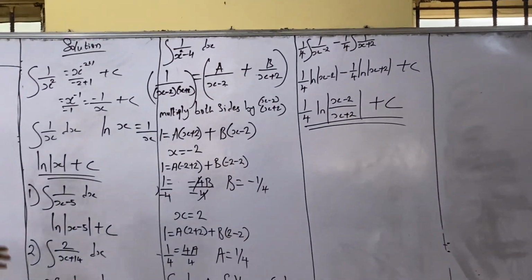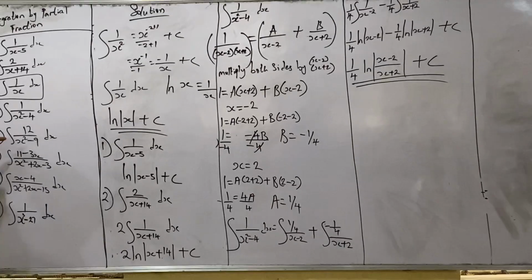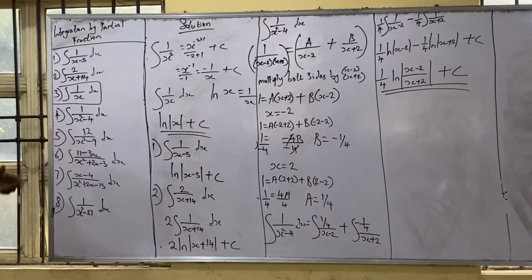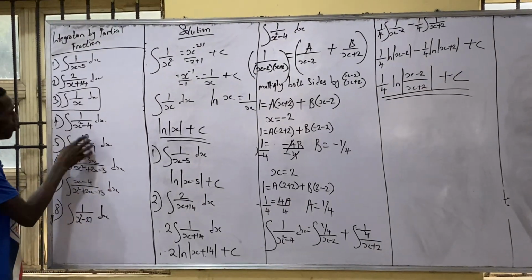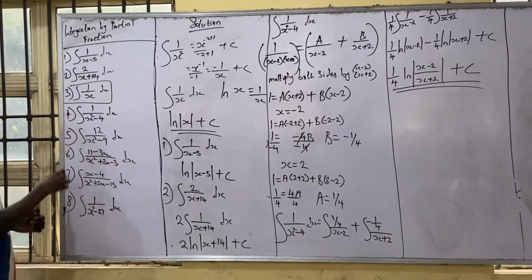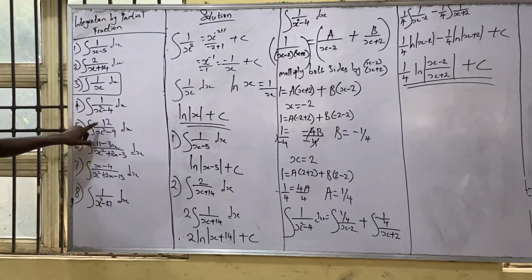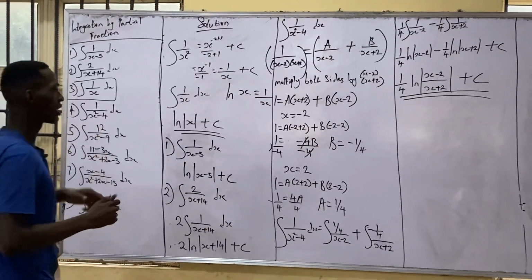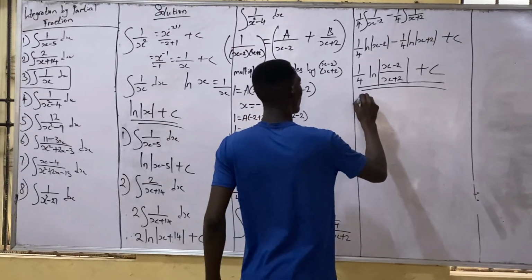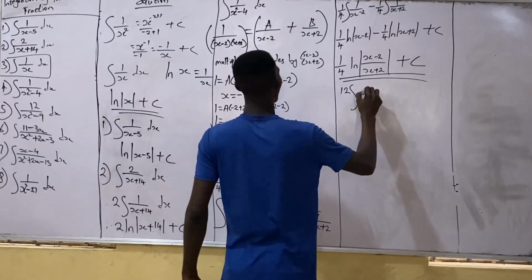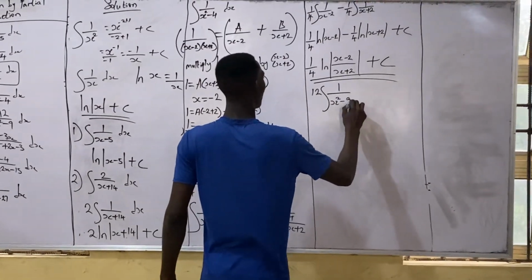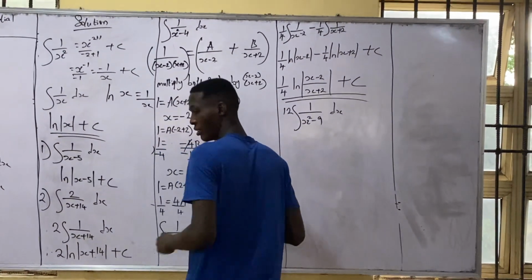Now let's move to the next question. Now this number is higher than what? It is higher than 1. Following the step that I applied in number 2, the first step is to take out your 12, so you write it as 12 integration of 1 over x squared minus 9 dx.